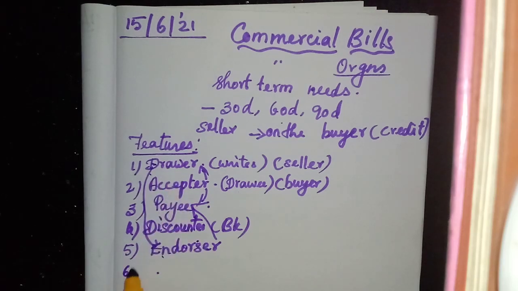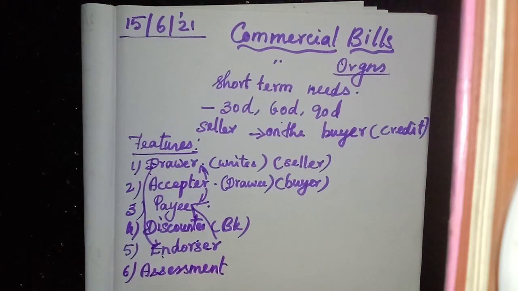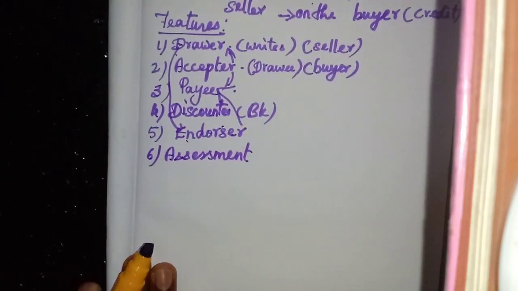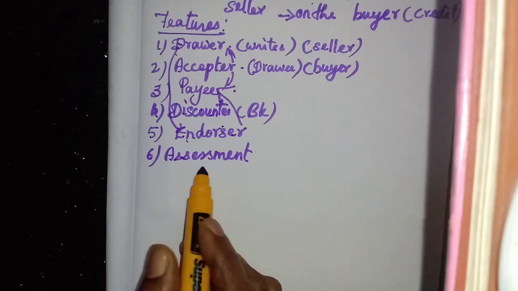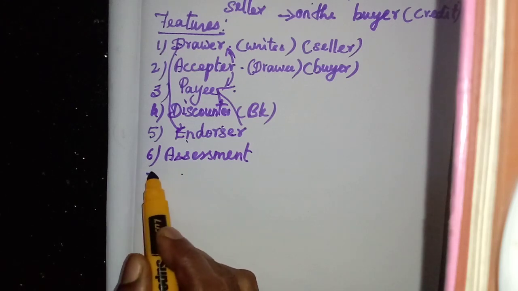Then assessment. When the bill has to be paid, it must be assessed. Many bills will be there. What all the bills must be honored within this month, that will be assessed, that will be calculated. That is called assessment. Then maturity.